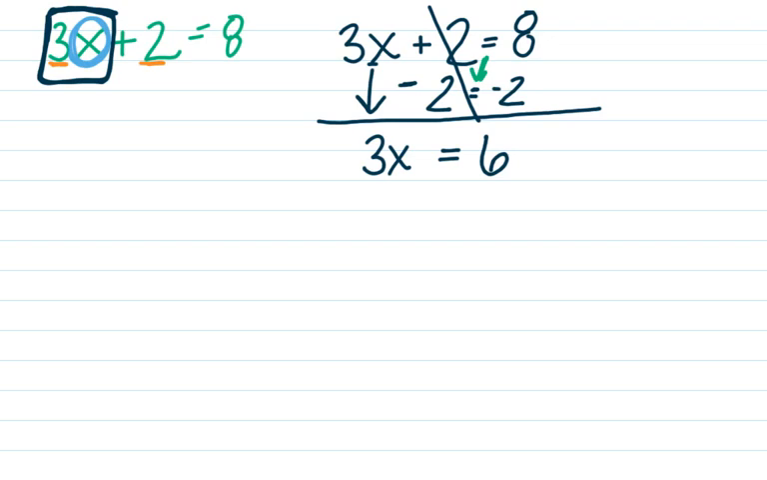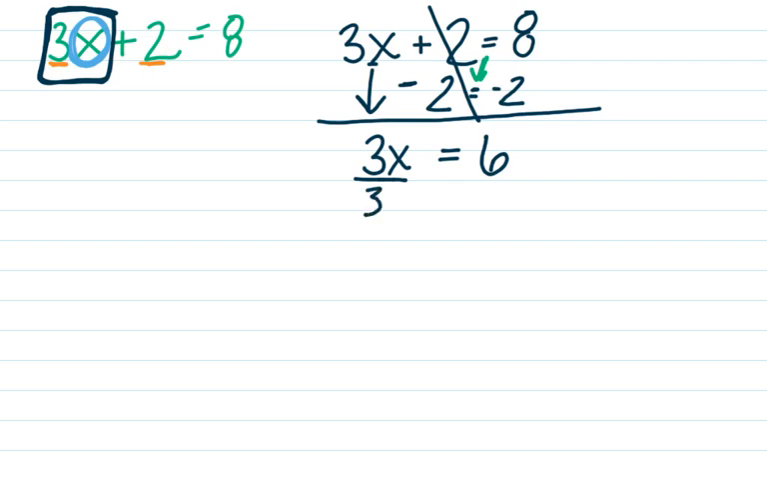So I see that it is right next to a 3. We know that when a coefficient, a number in front, and a variable are right next to each other, it means they're being multiplied. So the 3 and the x are being multiplied. So to get rid of that 3, I do the opposite. And the opposite of multiplying is dividing.